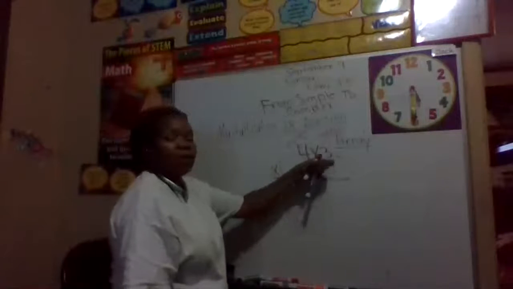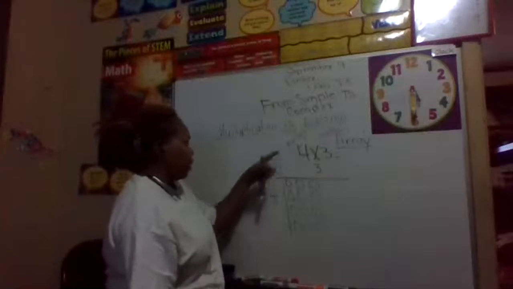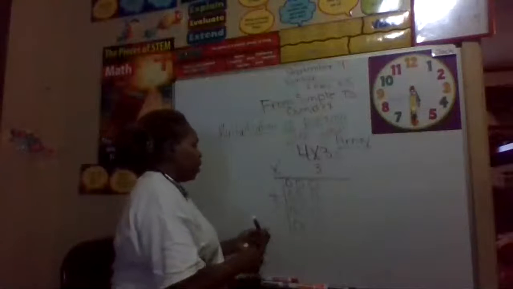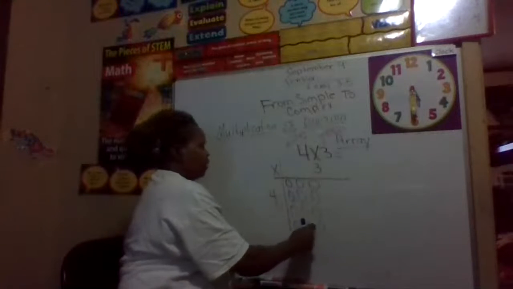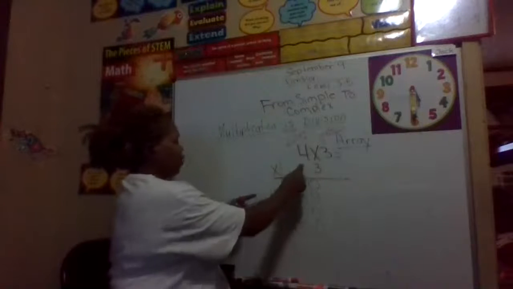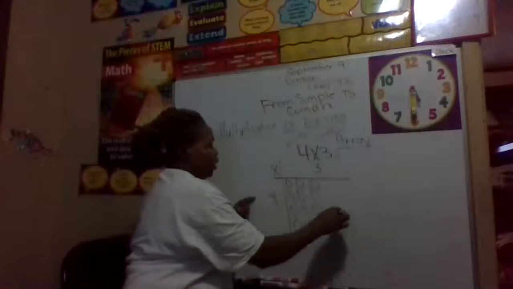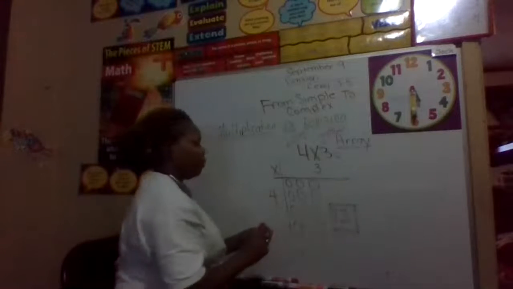4 will be added 3 times. So this is an array way of getting the answer. And what you would do, you would count the ones that are inside to get the answer. And you would count 1, 2, 3, 4, 5, 6, 7, 8, 9, 10, 11, 12. And that will tell you that 4 times 3 is 12. That's the product. The product is 12.